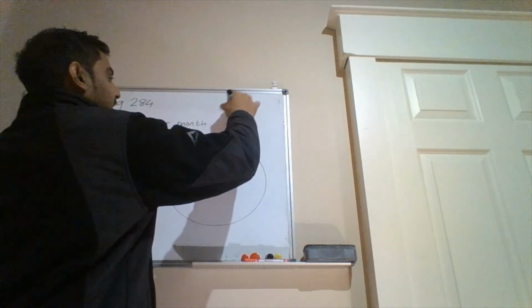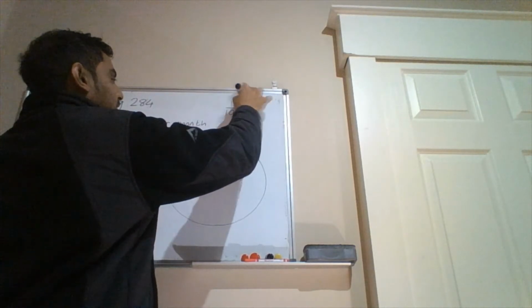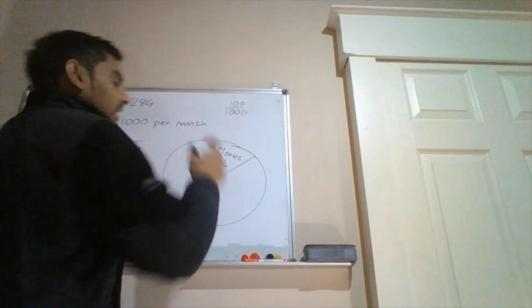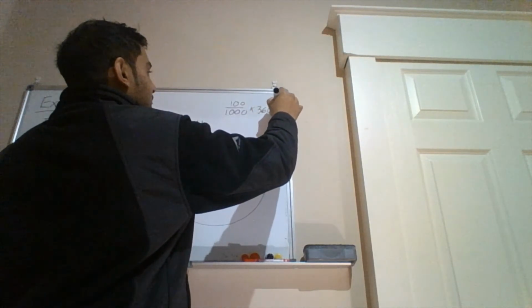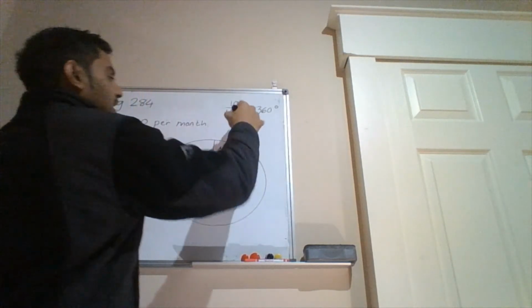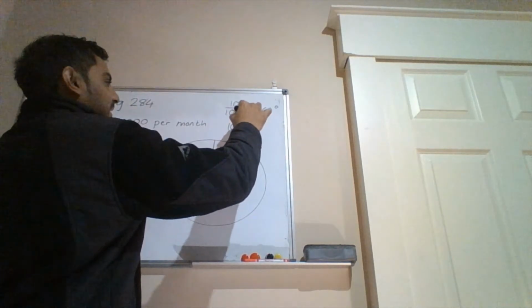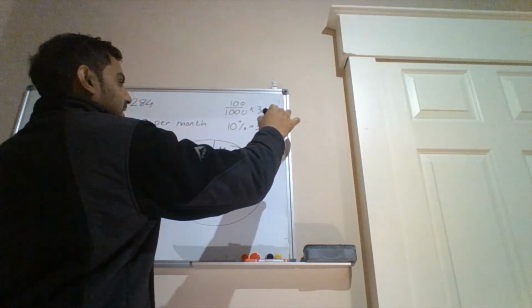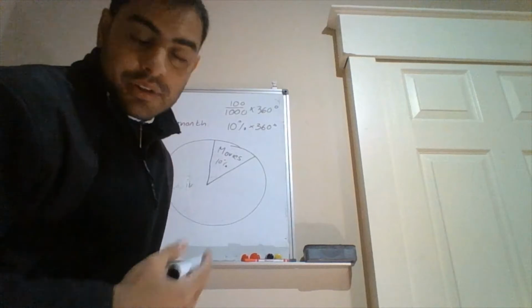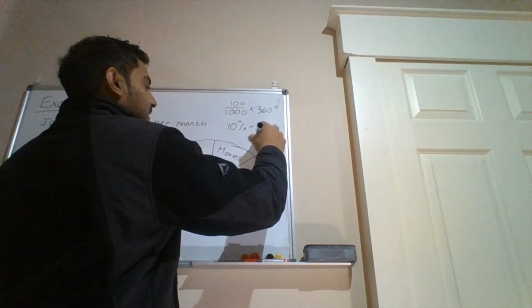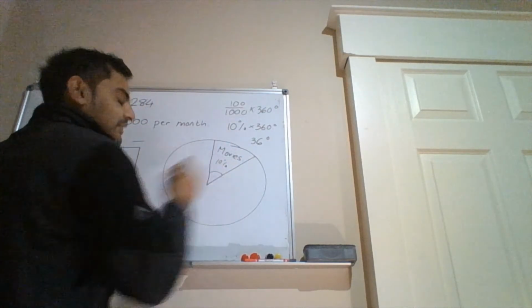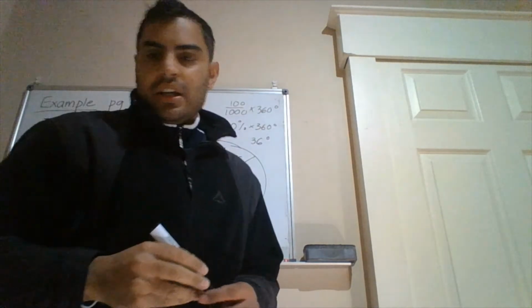Or we could write it like this. We could say that 100 Rand out of 1,000 Rand is the fraction, and we just times it by 360 degrees. Or we could say 10% times 360 degrees. And either way, we'll get the same answer. We'll get that this angle over here is 36 degrees.